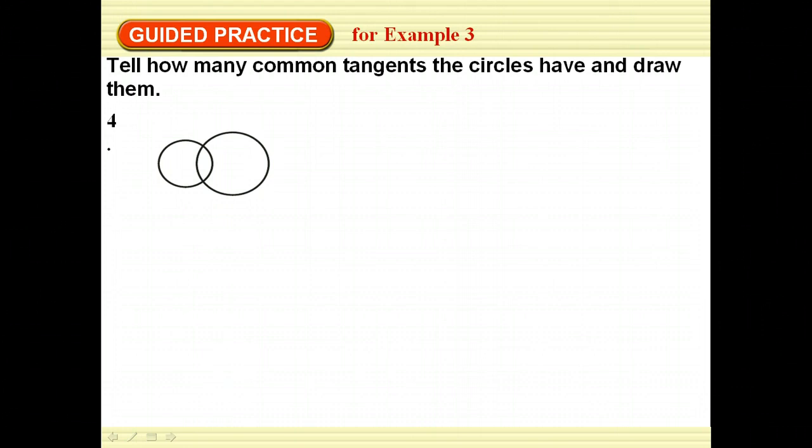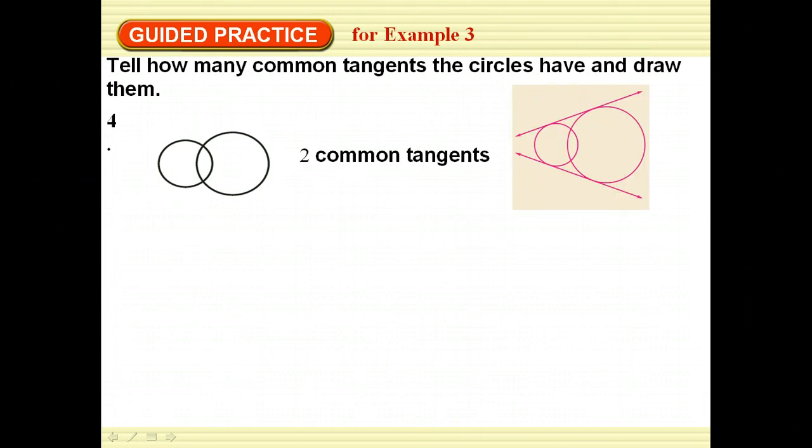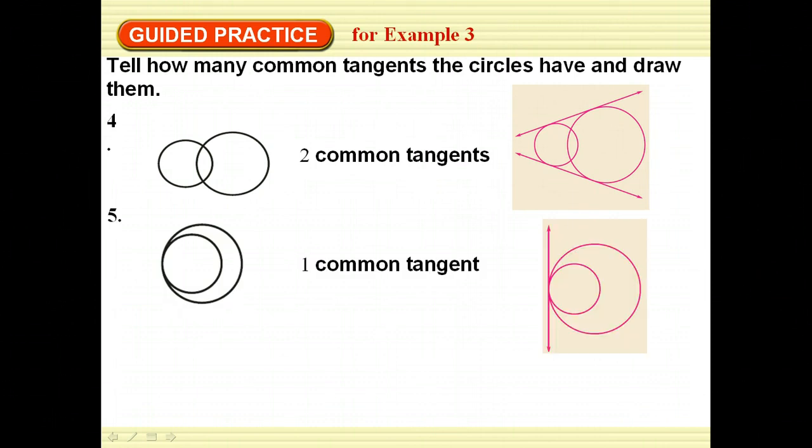How many common tangents for this? And draw them. So that has 2 common tangents. What about for these? That only has 1 common tangent. Remember, tangent circles will only meet in 1 point, so it makes sense there would be 1 common tangent.